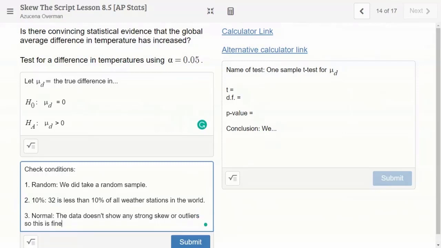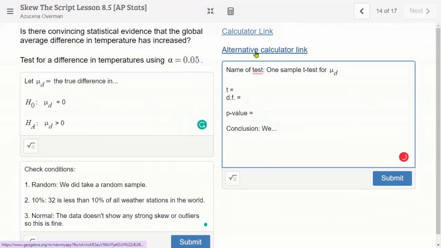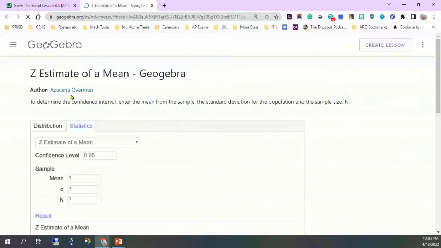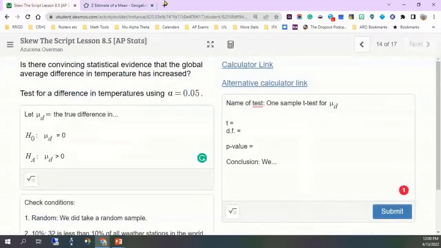So this is fine. All right. So we're doing a one sample t-test for D. There's an alternative calculator link. Good for them. Did I do GeoGebra? I did do GeoGebra. I'm going to go ahead and use Statlet for it.